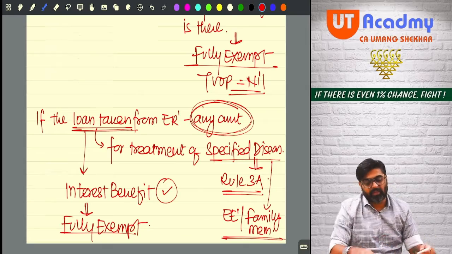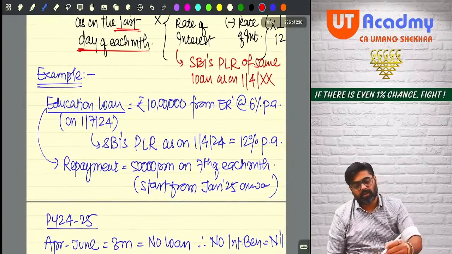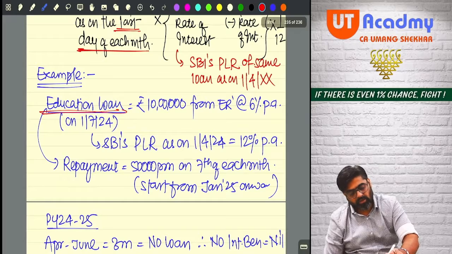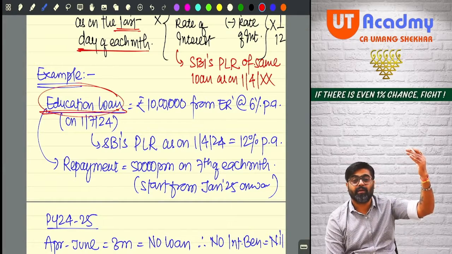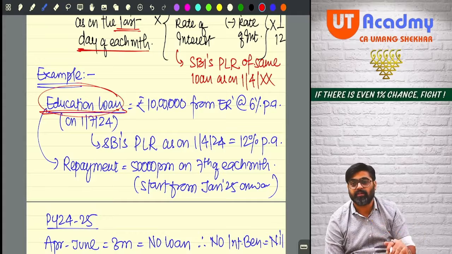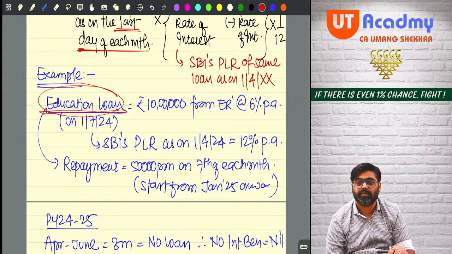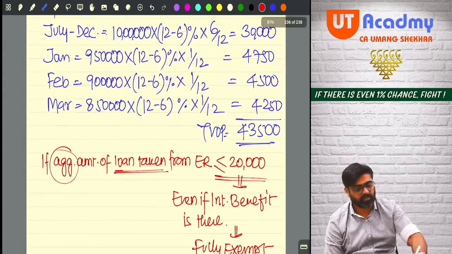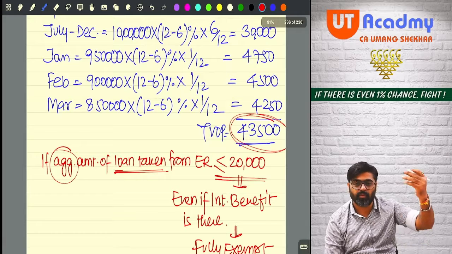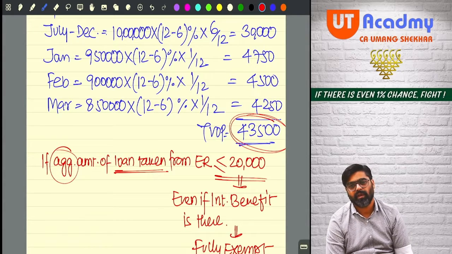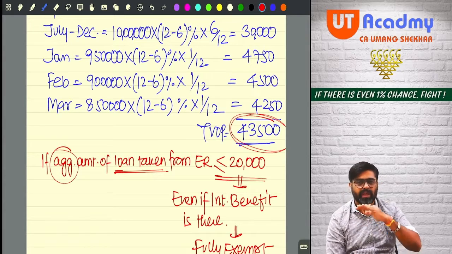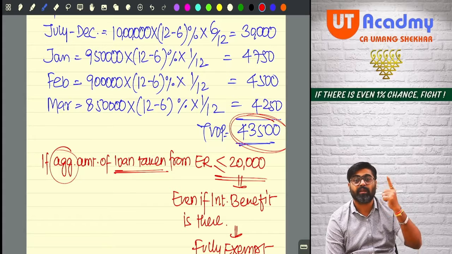So now in that same example which we did, instead of educational loan, it was written that the loan was taken for medical treatment of a specified disease. So this entire interest benefit which you calculated would have been fully exempt. So no need to calculate it now. Got it, friends? Everyone? So this is the end of the first perquisite in clause number 8.